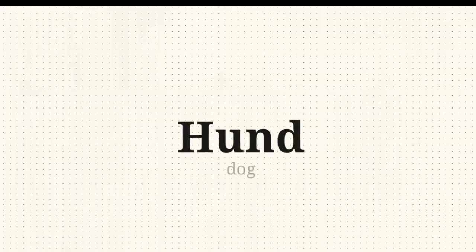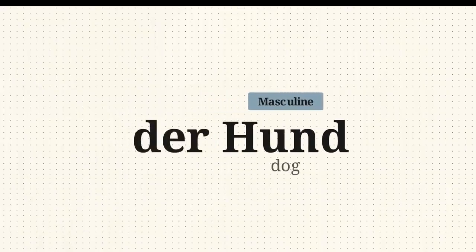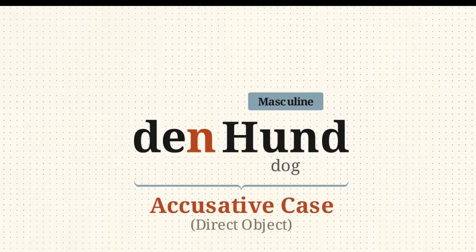Picture this. You point to a pet and tell your friend, "That is der Hund." But seconds later, you say, "I see den Hund." The noun hasn't changed. The dog is still a dog, and its grammatical gender is still masculine. But the definite article shifts completely from der to den. This happens because of a grammatical system called the accusative case.